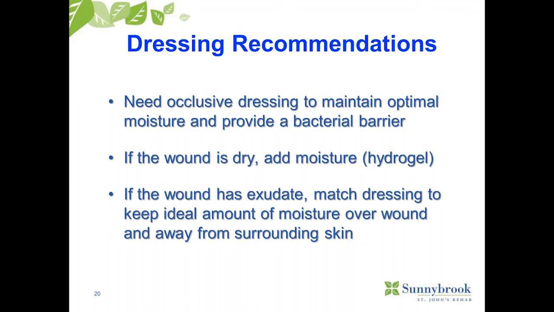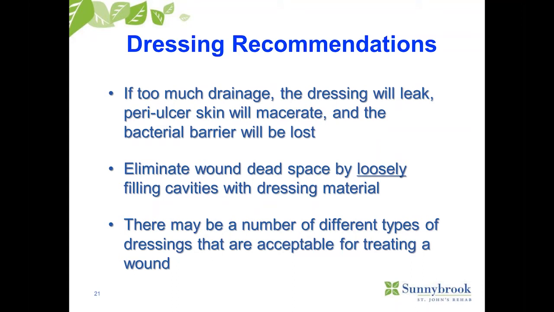Okay, if a wound is dry, we want to add a little moisture. So think about adding a little bit of a hydrogel, not a half-inch layer. Okay, if there's exudate, then try to match a type of dressing that will absorb. If there's a little bit of exudate, there are a number of choices of dressings. If there's a lot of exudate, you're going to primarily use a foam. And I will talk about the different absorbencies of the dressings. Because if there's too much drainage and it's leaking out, you're going to get peri-ulcer skin maceration, which is that white or irritated area around the wound. And the bacterial barrier is lost, right?